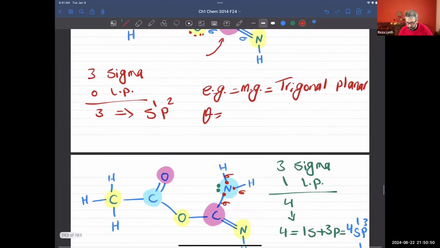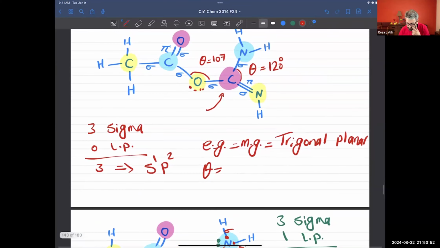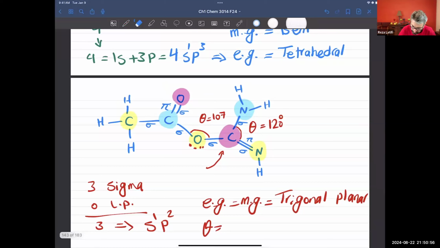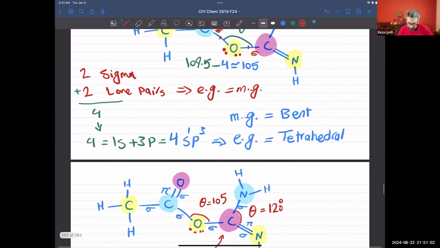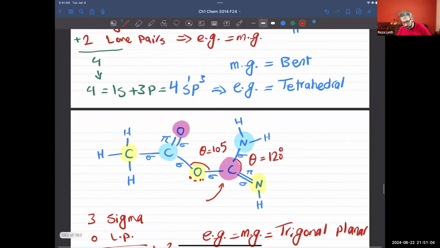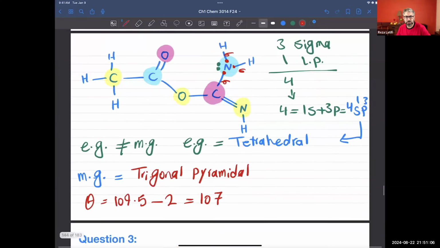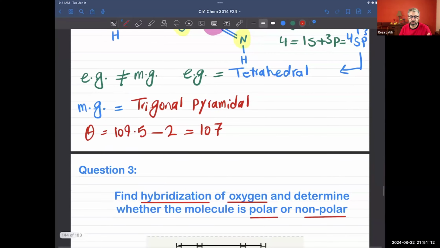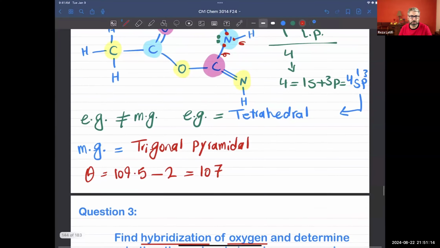Okay, the previous one, I think I made a mistake. I wrote 107. I don't know why I wrote 107, because we have two lone pairs. It should be 105. I'm sorry about this one. This one, 105. Let me double check here. Yeah, it should be 105. Cool. I'm sorry, I made a mistake and wrote 107, because we had two lone pairs. Here we have one lone pair, so we're going to drop it by 2 degrees.